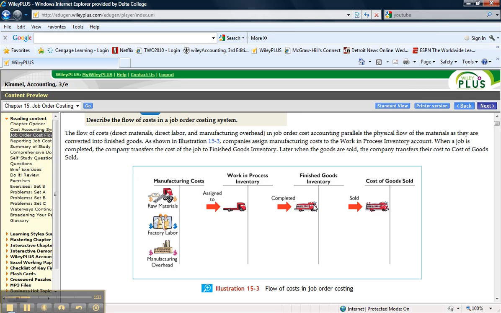And then when the goods are sold, the matching principle says you match expenses to revenues. So when the goods are sold, we'll move those costs out of finished goods inventory and into cost of goods sold. All right, so that's the big picture of what this entire chapter is doing. Accumulate costs in all of our manufacturing costs that we learned about in chapter 14, and then assign those costs to WIP, and then finished goods, and then cost of goods sold upon sale.